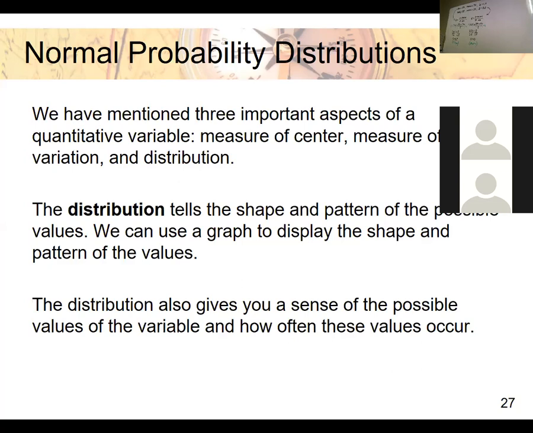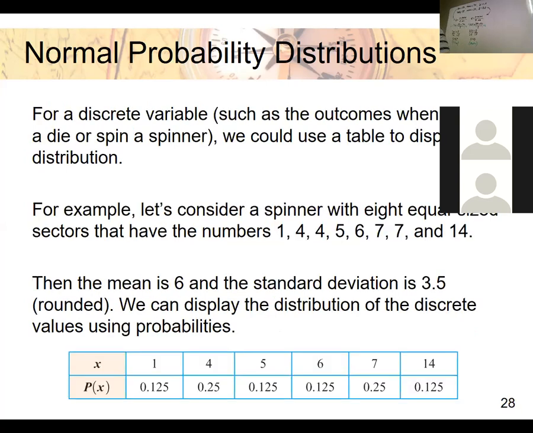Now we're going to look at distribution. Distribution tells us about the shape and pattern of possible values. And we can use a graph to display the shape and pattern of values. What the distribution does is give us a sense of the possible values of a variable and how often these values occur. So for a discrete variable, such as the outcomes when we roll a die or spinner, we could use a table to display that distribution.